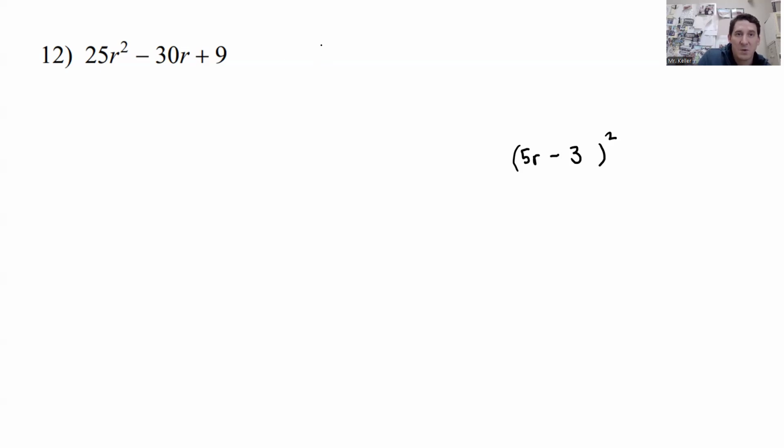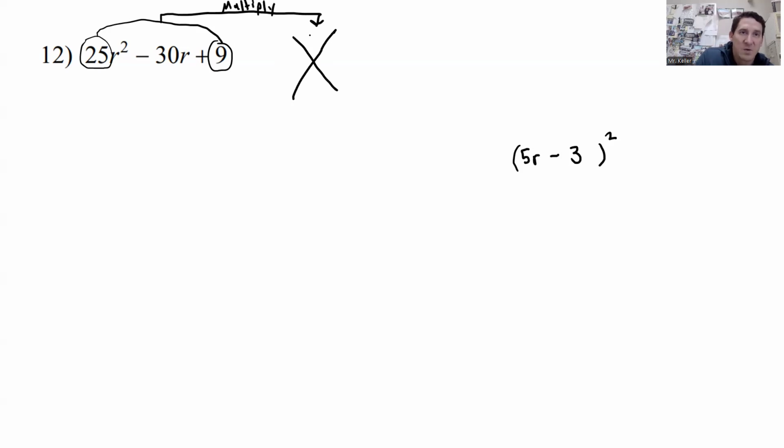we are going to just do it like we've been doing with the X factor. So since this has a number in front of the square term, I need to multiply these two together. So 25 times 9 is 225, negative 30 on bottom. Factors of 225 that add to negative 30, that's going to be negative 15 and negative 15.